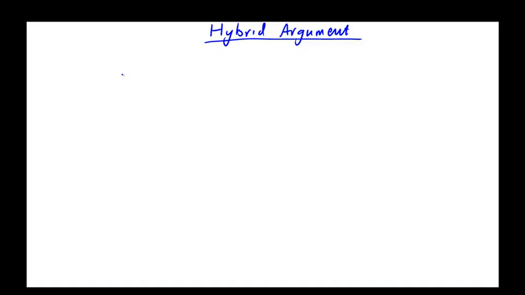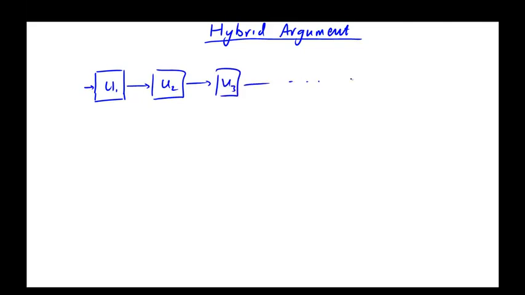It makes it run slower. But we don't care. We have plenty of time. So here's our quantum circuit. It applies some unitary U1, and then some unitary U2, U3, U sub t.